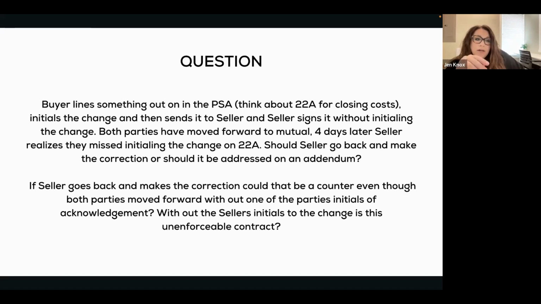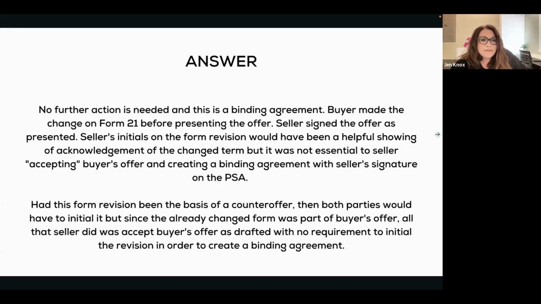We see this a lot, where a buyer sends something over, crosses it off, sends it over to the seller, and the seller signs it. And this could have been something that initially came up, or it could have been something along the way. And unfortunately, on the transaction coordination side, the TC has no idea when that change was made. But in this example, we are sending a document over that has changes, and those changes are being sent over as a full document to that seller, and the seller signs it without initialing. So in this case, no further action is needed to create this binding agreement. The buyer made the changes on the 21 before presenting the offer in this case.